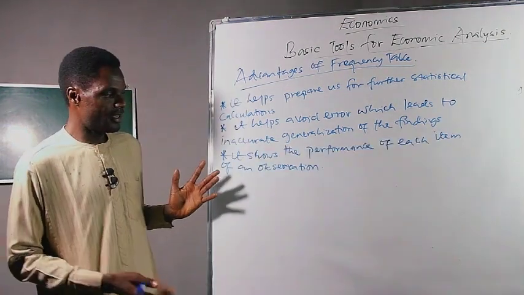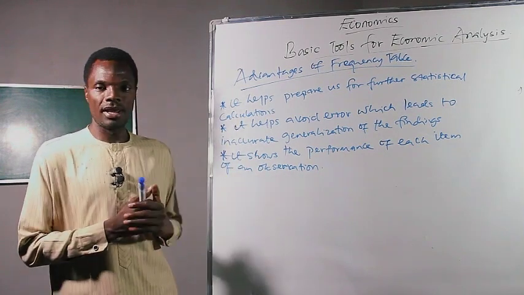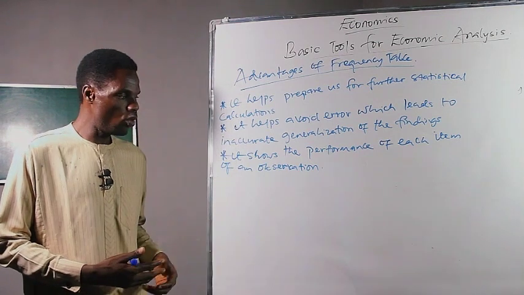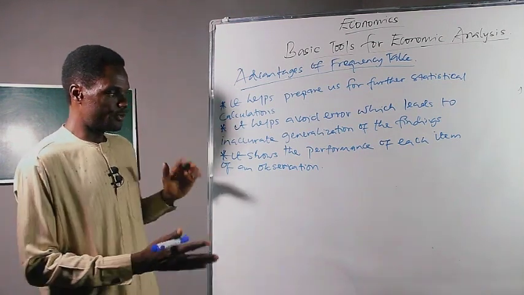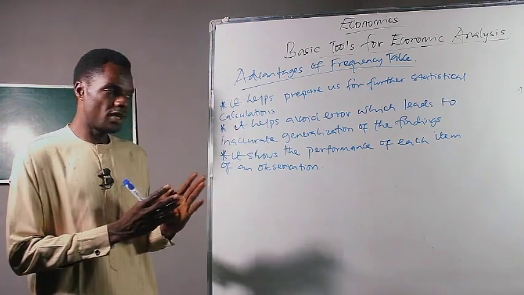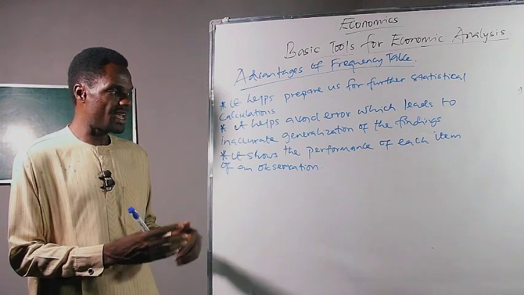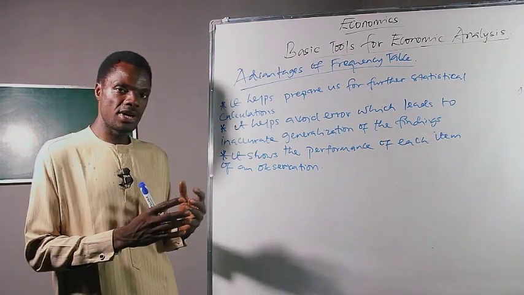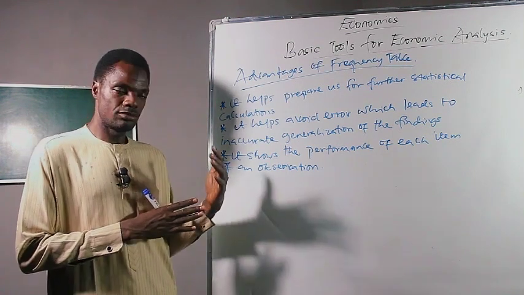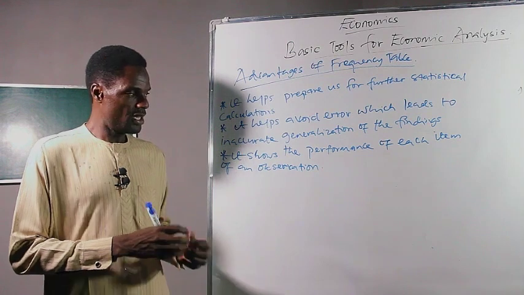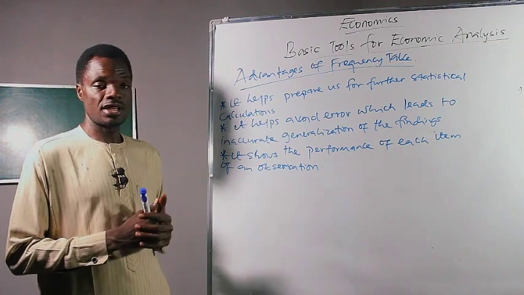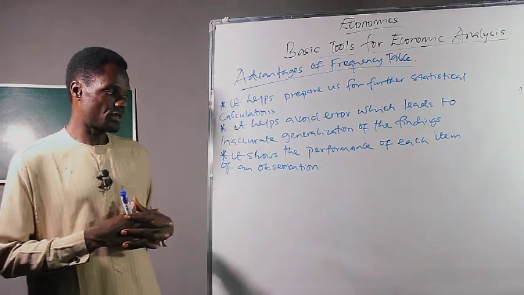The next importance is that it shows the performance of each item of an observation. So we have information about an activity or a process, and we organize it. From there, we can compare among the items, which one is better than the other, which one is highest, or which one is lowest. So from there, we can understand that this item has more performance than another. But without constructing such a table, it will be difficult for us to make such observations.